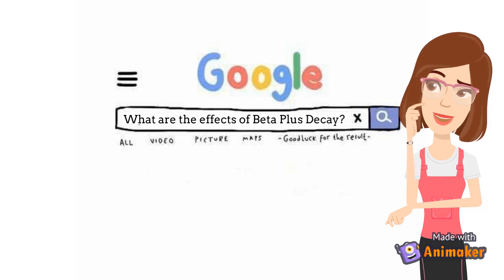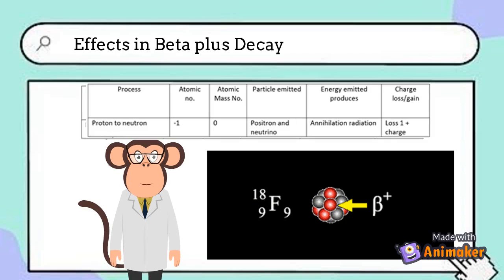What are the effects in beta plus decay? In beta plus decay, the process is to turn a proton into a neutron. The atomic number in beta plus decay decreases by 1, while the atomic mass number stays 0. The particle emitted is a positron and a neutrino. The energy emitted produces annihilation radiation, and the charge in beta plus decay loses one positive charge.